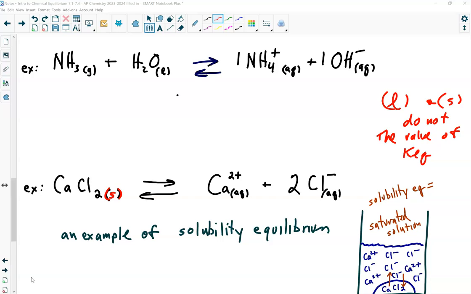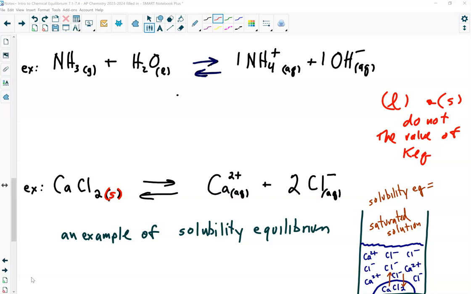Here's another reversible reaction. If you bubble ammonia gas through water, it doesn't just dissolve in the water, it reacts with the water. In fact, this is a Bronsted-Lowry reaction. You may even recognize it. We've done this before. But this reaction includes gases, liquids, and aqueous things.